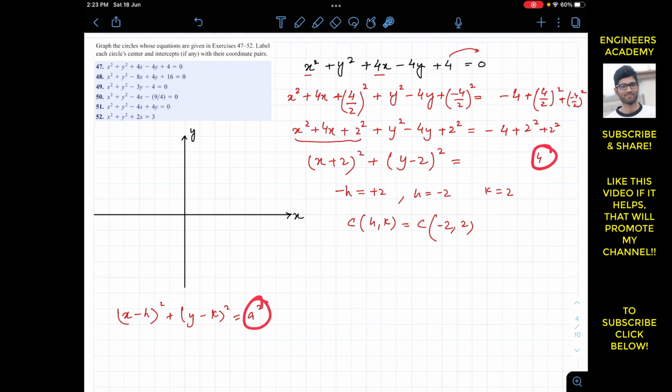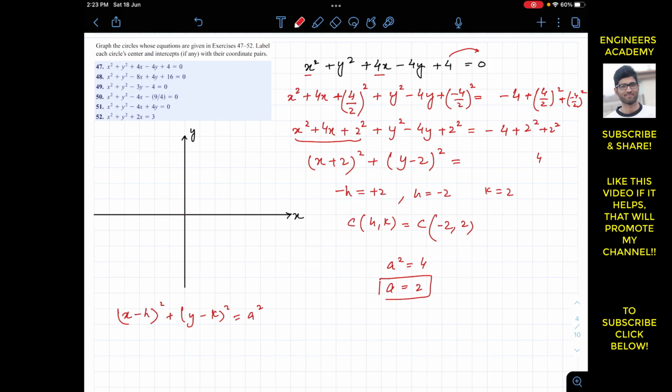So a square is equal to 4. So we can write that a square is equal to 4, and if we take the square root, this will give us 2. So now the radius of this given circle is equal to 2, and its center is at minus 2 and plus 2. So the x coordinate of the center is minus 2, and the y coordinate is plus 2.